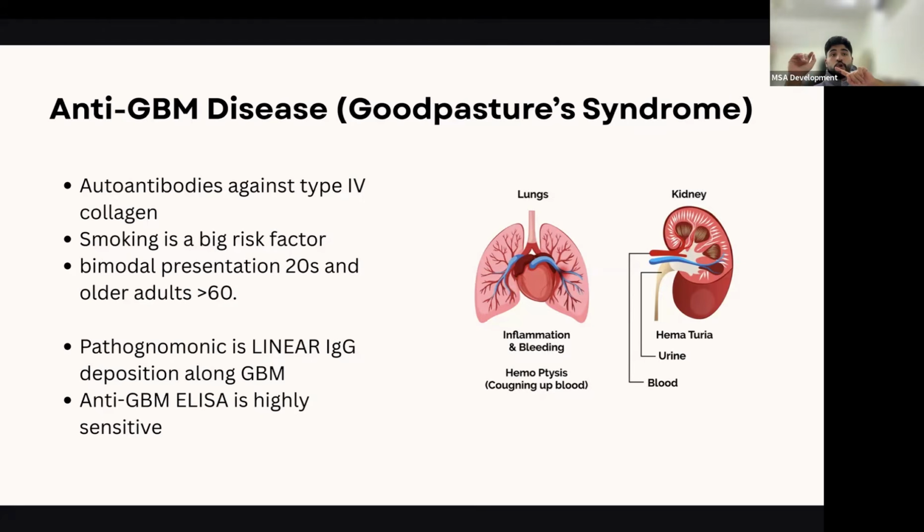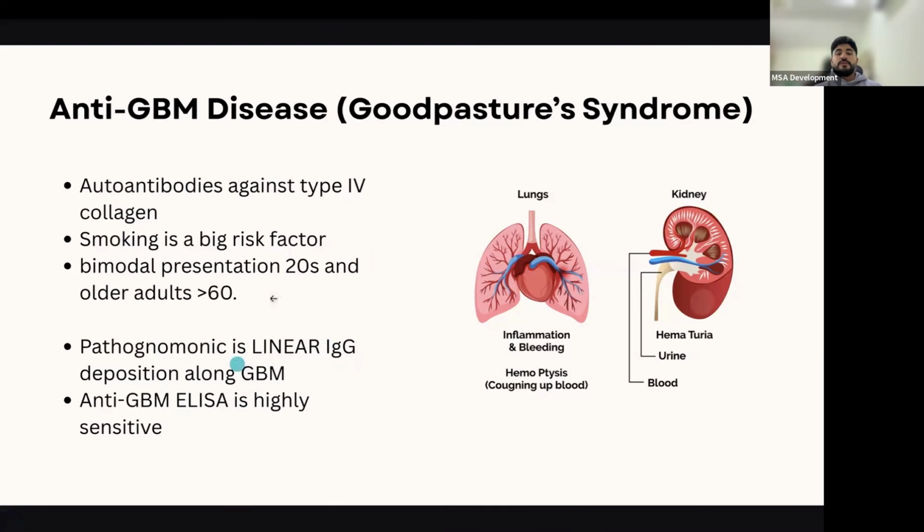And there's no specific time where the disease is going to come. It's bimodal. So either it presents in their early 20s or in a patient who's 60 plus, and they can both present with anti-GBM syndrome. Now, when will the question actually give it to you that this is anti-GBM syndrome? When they tell you that the deposits in the GBM of the kidney are linear IgG. When you see the words linear IgG deposition, it is Goodpasture syndrome.